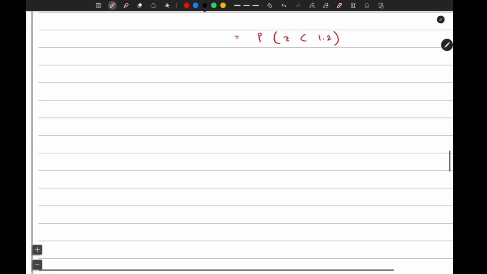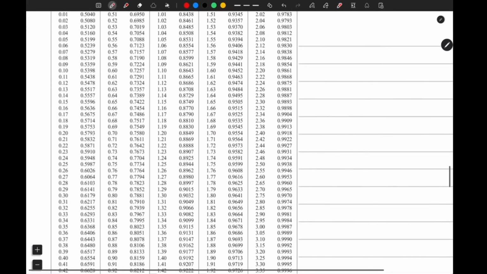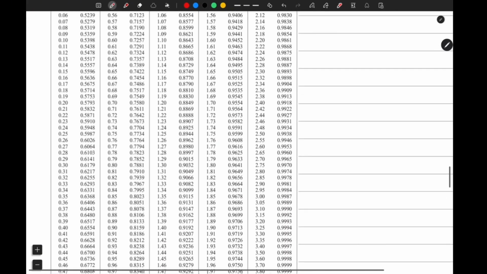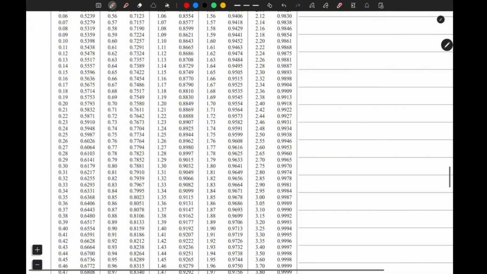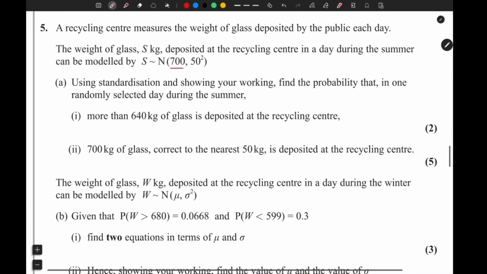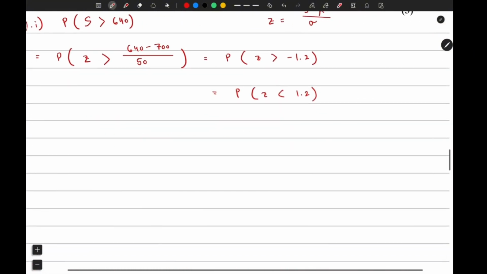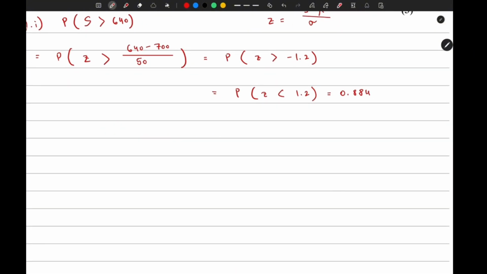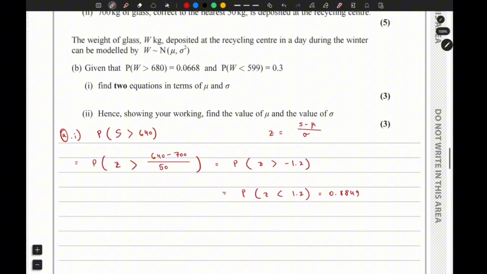So when the value of Z is 1.2, somewhere around this part, the value of phi Z is 0.8849. So the answer to this is 0.8849. So that is the first part.